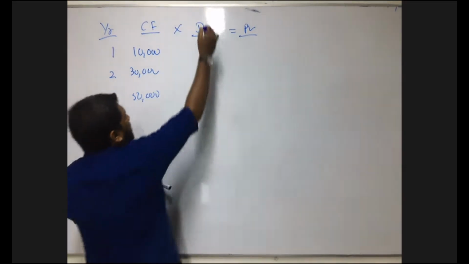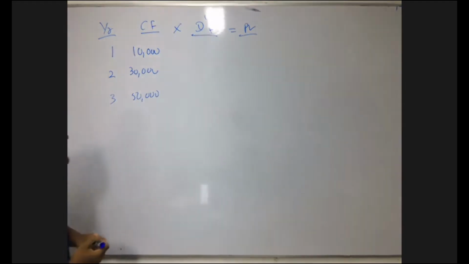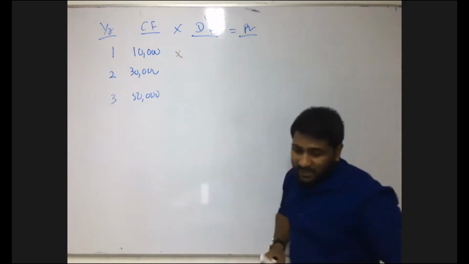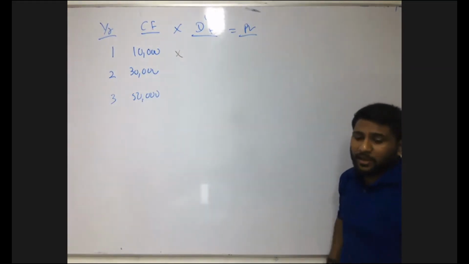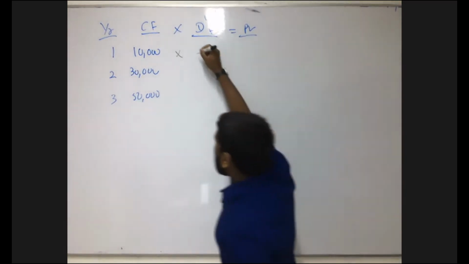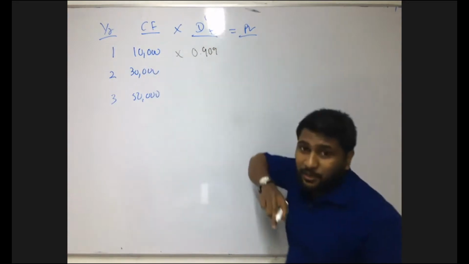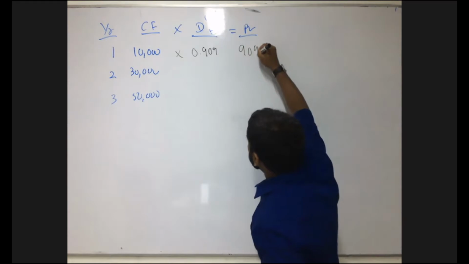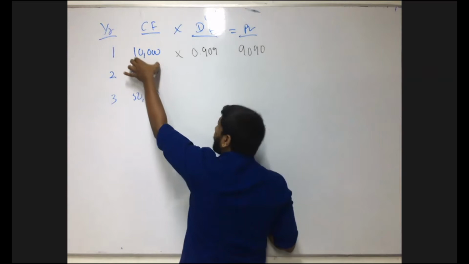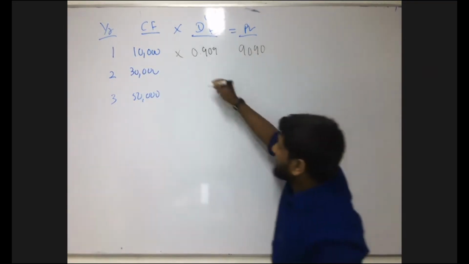Let's assume in this question your rate is 10%. Then you tell me, by looking at the table, 10% year 1 discounting factor is how much? 0.909. Here 10,000 into 0.909, how much is that? 9,090. Then today's value of this 10,000 is 9,090.